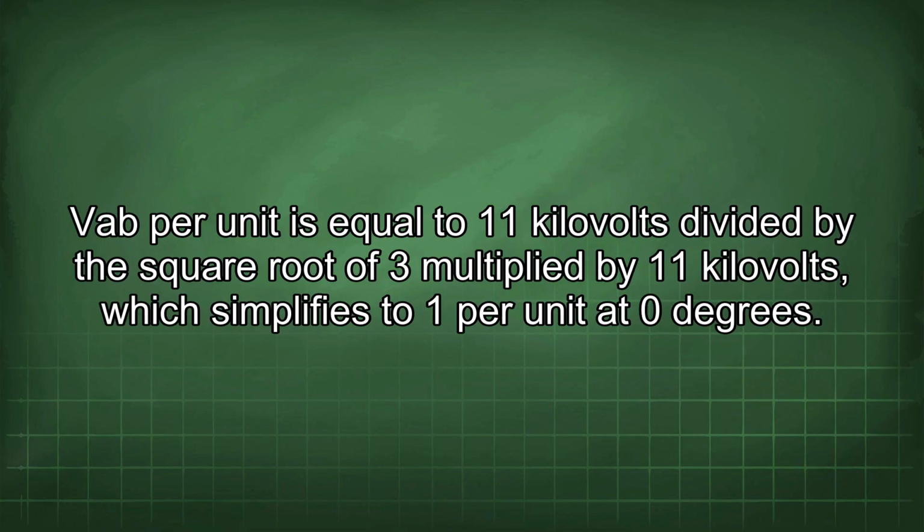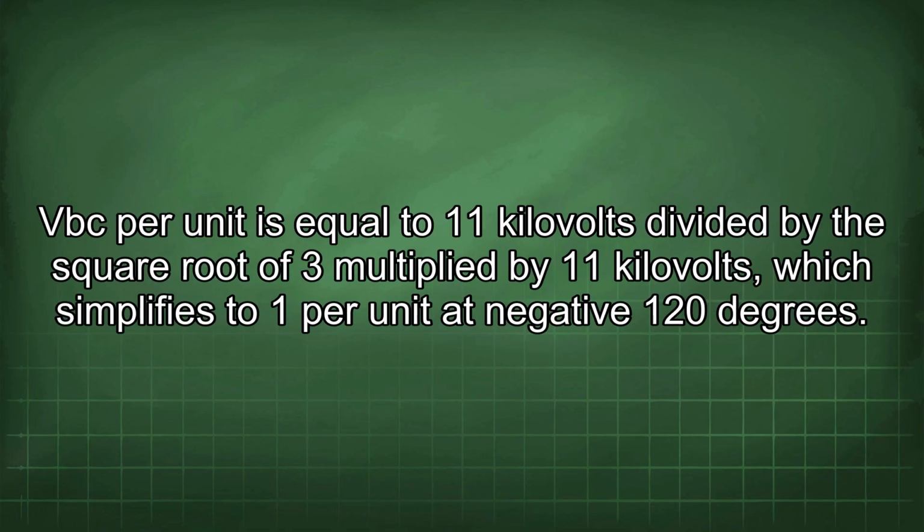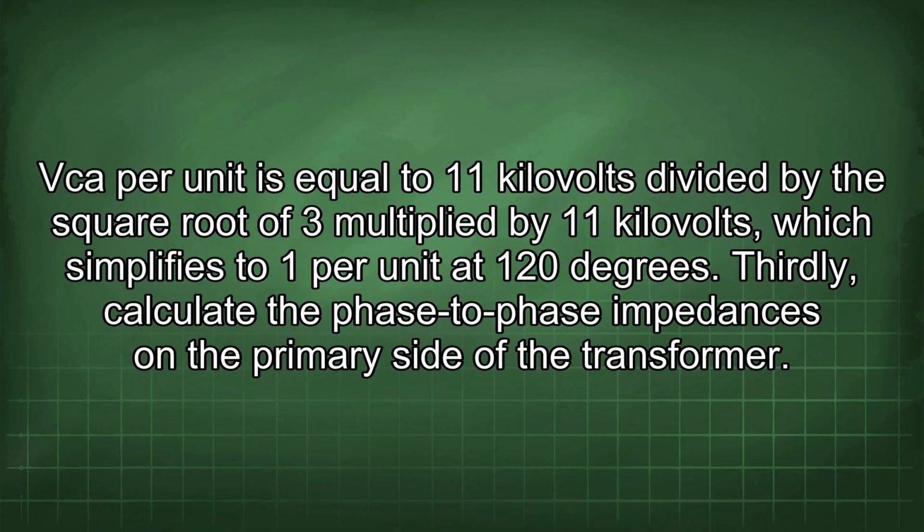VAB per unit is equal to 11 kV divided by the square root of 3 multiplied by 11 kV, which simplifies to 1 per unit at 0 degrees. VBC per unit is equal to 11 kV divided by the square root of 3 multiplied by 11 kV, which simplifies to 1 per unit at negative 120 degrees. VCA per unit is equal to 11 kV divided by the square root of 3 multiplied by 11 kV, which simplifies to 1 per unit at 120 degrees.